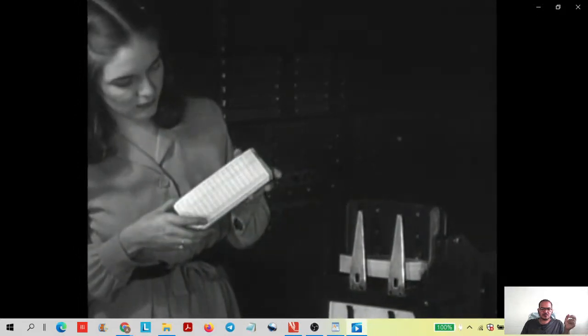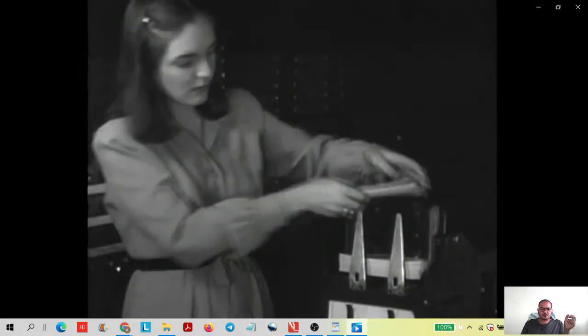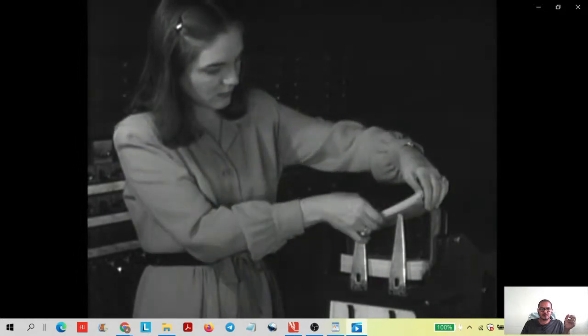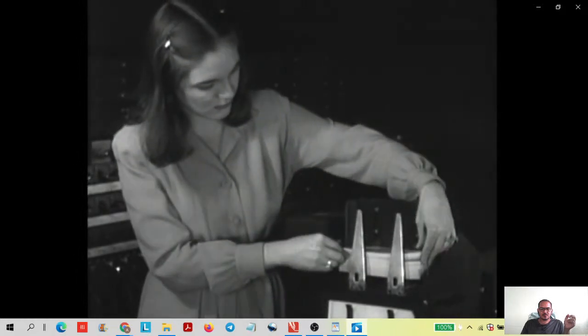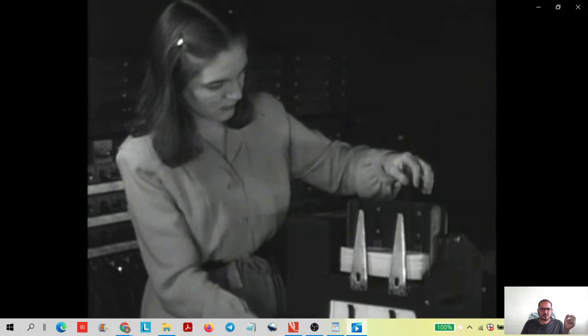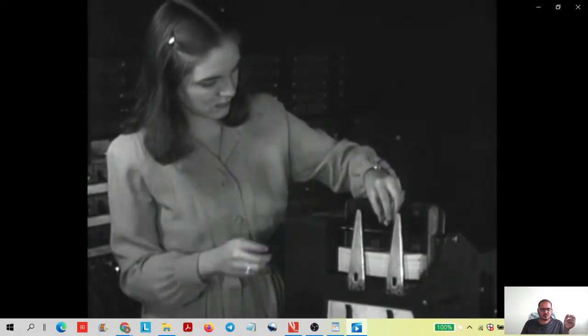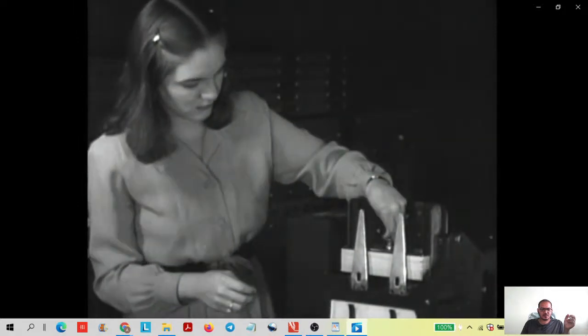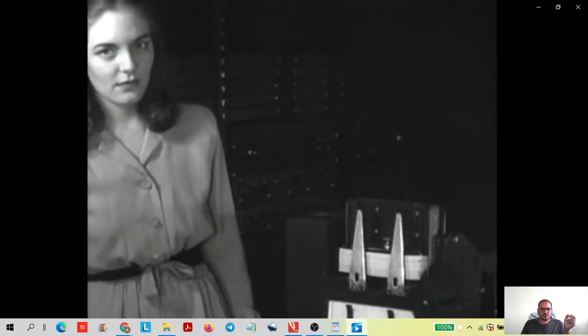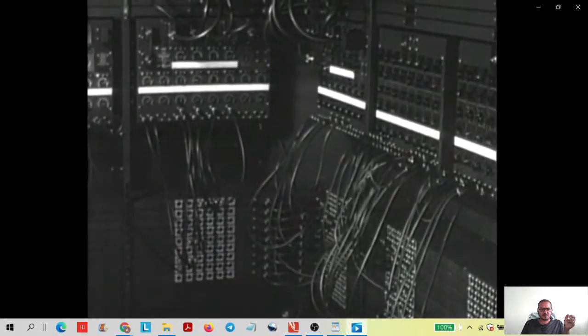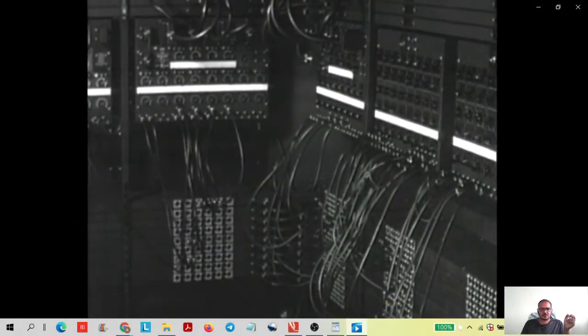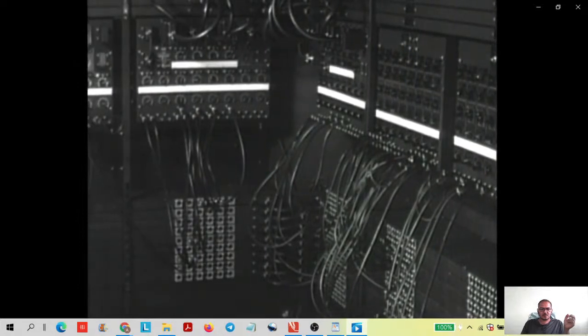In addition to switch panels and wiring panels, ENIAC used an IBM punch card reader for input and an IBM card punch machine for data output. The timing of these machines was synchronized with the operation of the ENIAC itself. The ENIAC was a very large machine. It weighed over 30 tons.